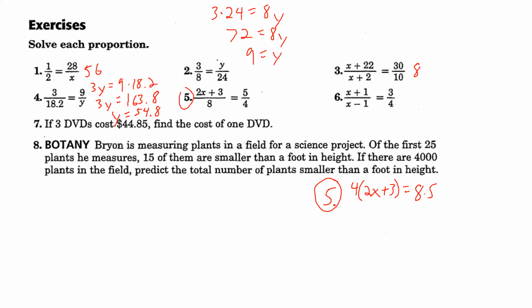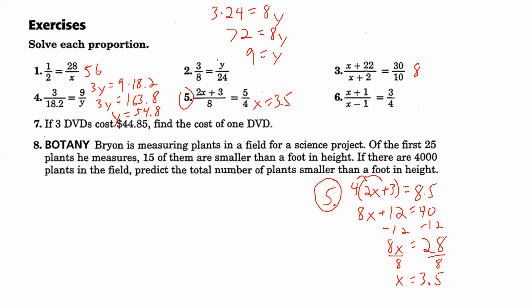Distribute the 4 to both parts. 4 times 2 is 8x. 4 times 3 is 12. 8 times 5, 40. Bring the 12 over by subtracting it. Again, we want to get x by itself, so now we're solving. 40 minus 12 is going to give us 28. And finally, get x by itself by dividing off that 8. And x is 3.5. And that's our answer for number 5, 3.5.